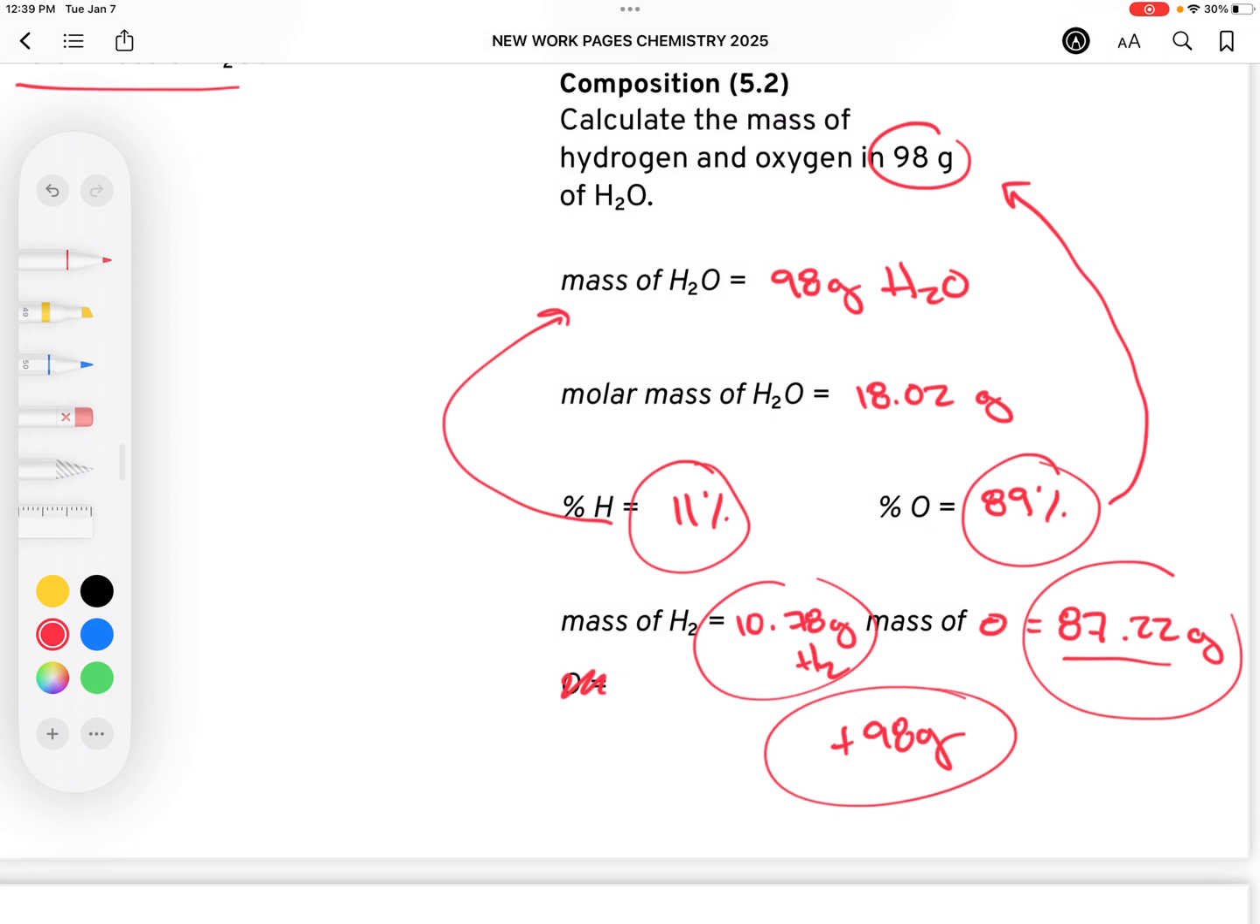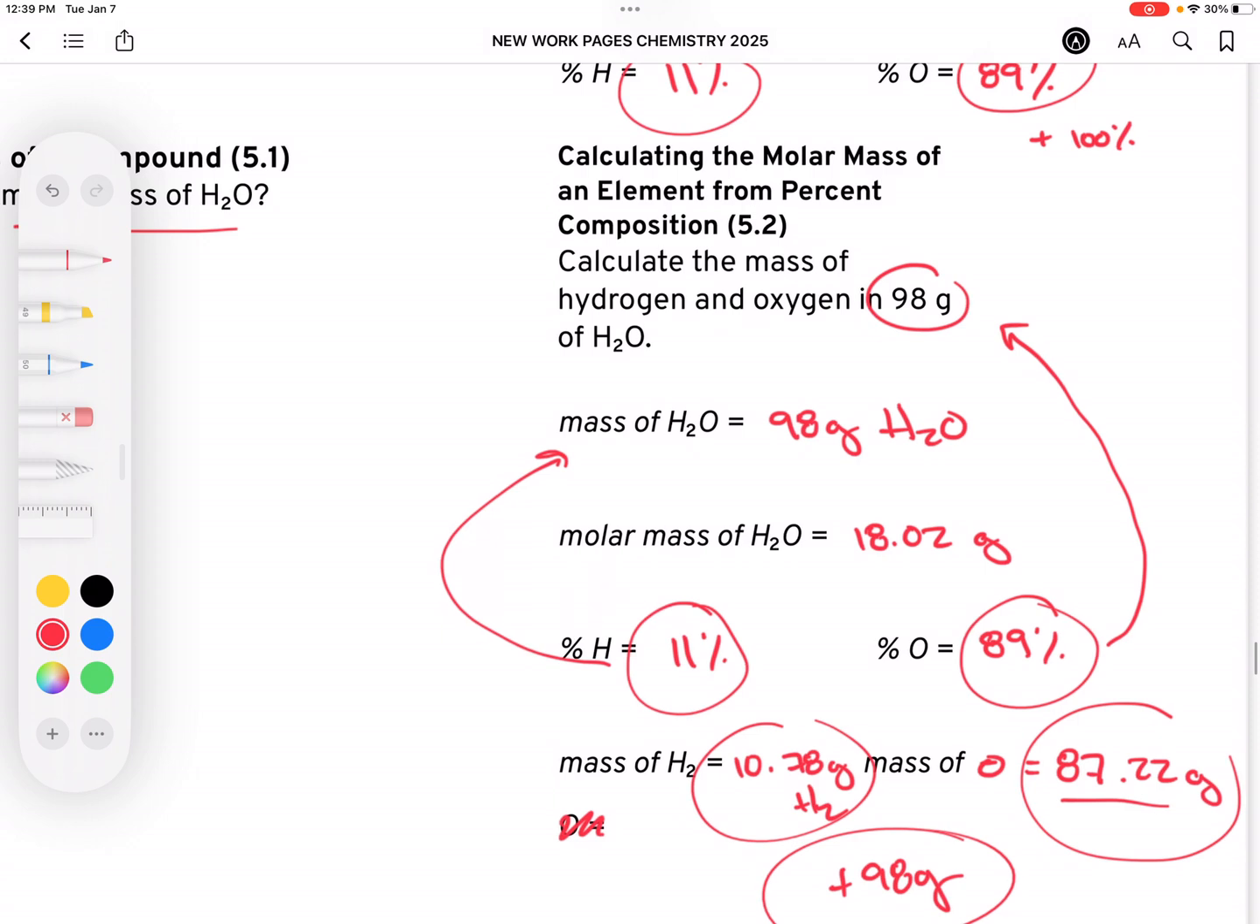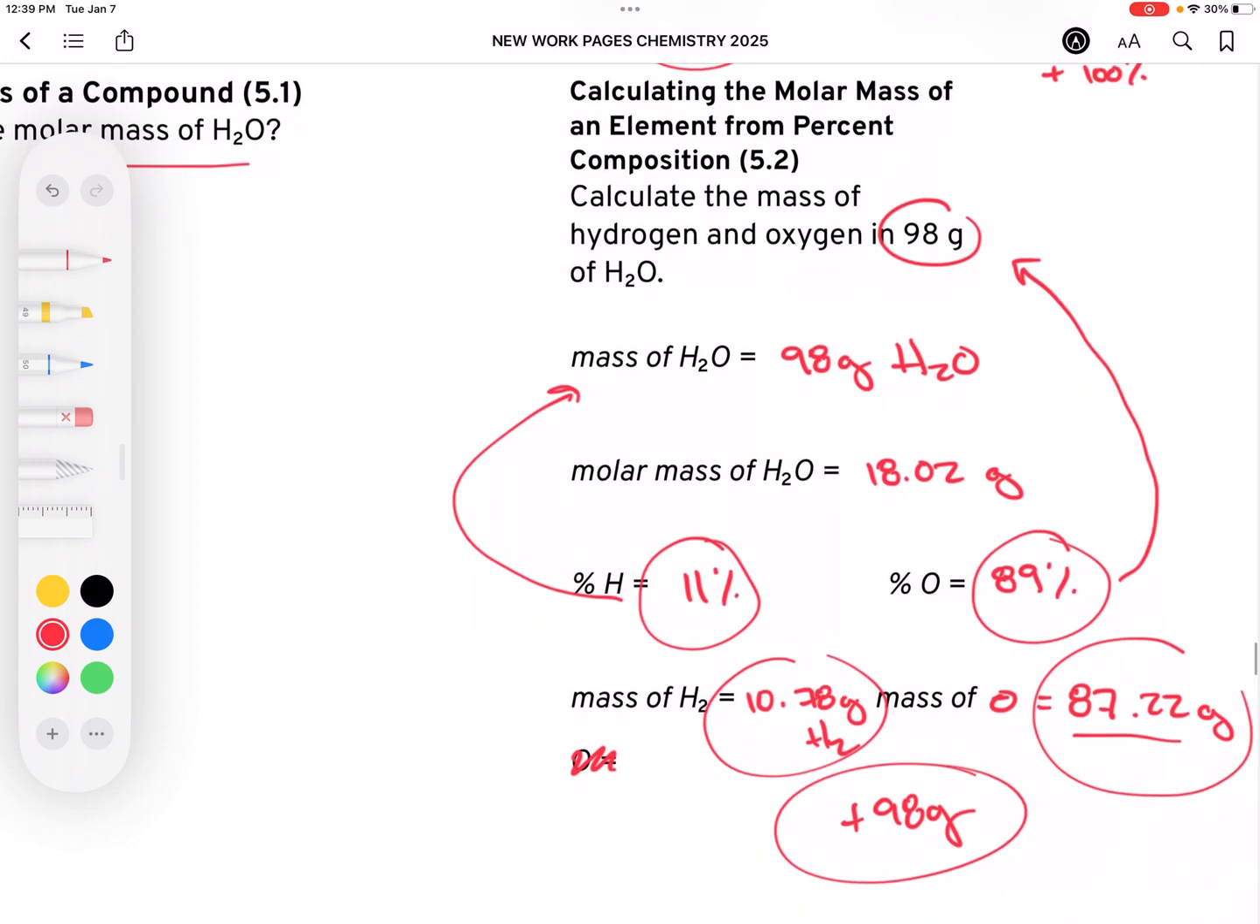All right, so this is for calculating the mass of an element from percent composition. And you can do this with any combination of elements, right? You can work with those and break them down until you get to how much there is of each, okay?